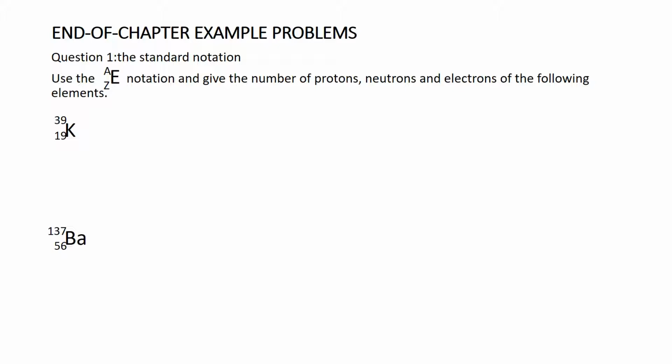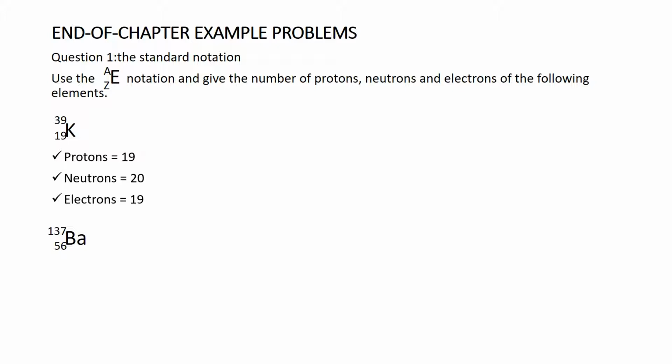Remember, the number of protons is always less than the number of neutrons. So in this case, for potassium, the number of protons is 19 and the number of neutrons is going to be 39 minus 19, which is equal to 20. The number of electrons is equal to 19 because potassium is a neutral atom, and so the number of protons should equal the number of electrons.